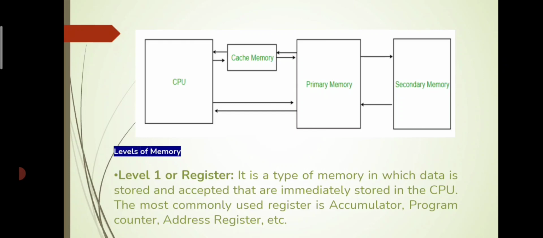Let's see how cache interacts with the CPU and the main memory. From primary memory, the cache interacts with the CPU, and the primary memory can also obtain information from secondary memory, as you can see in the diagram.